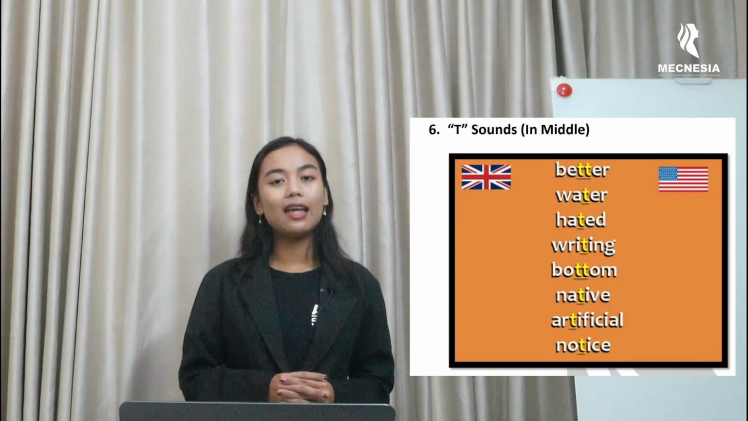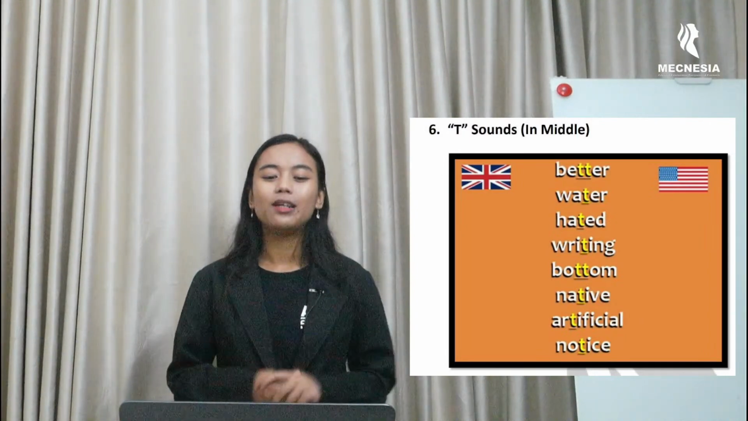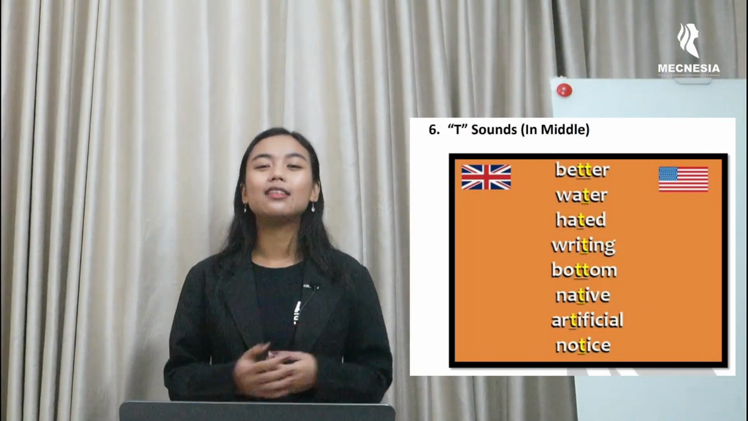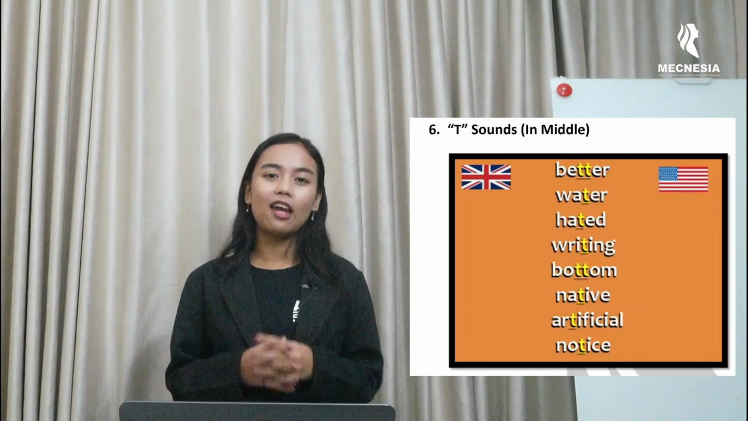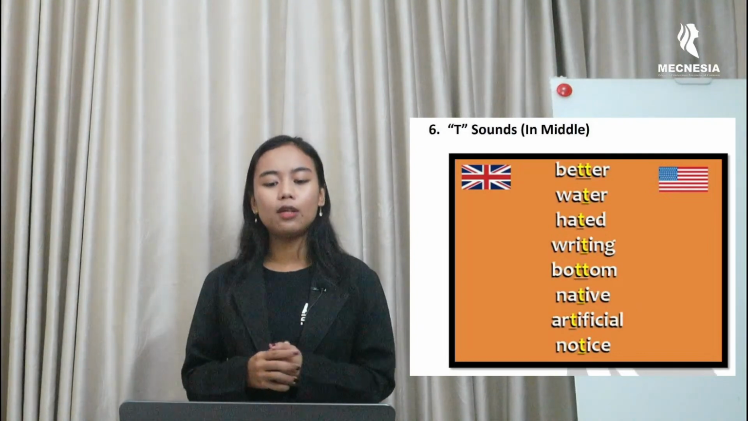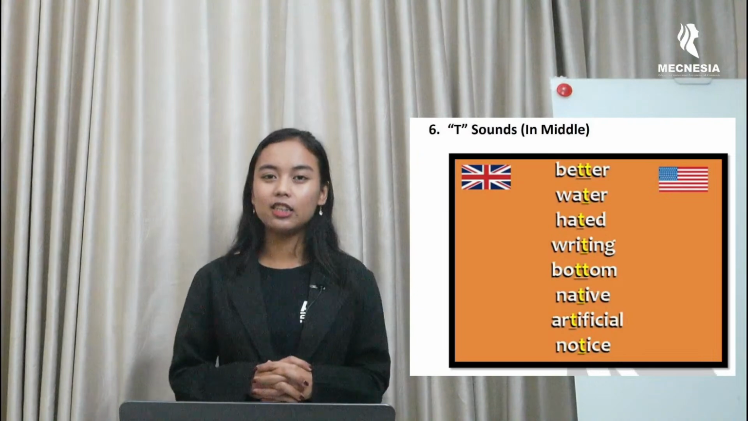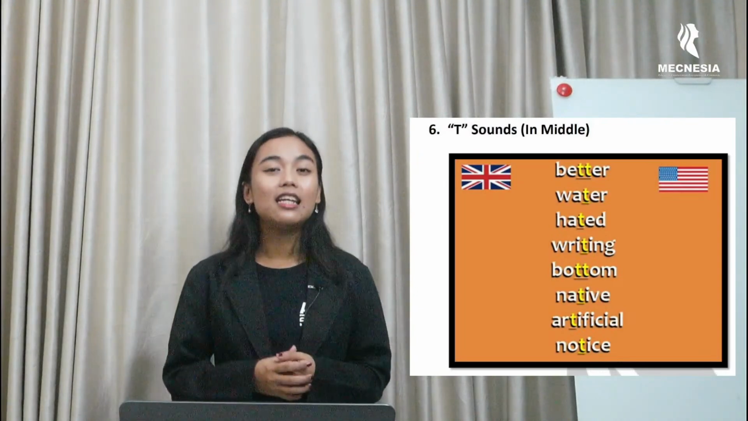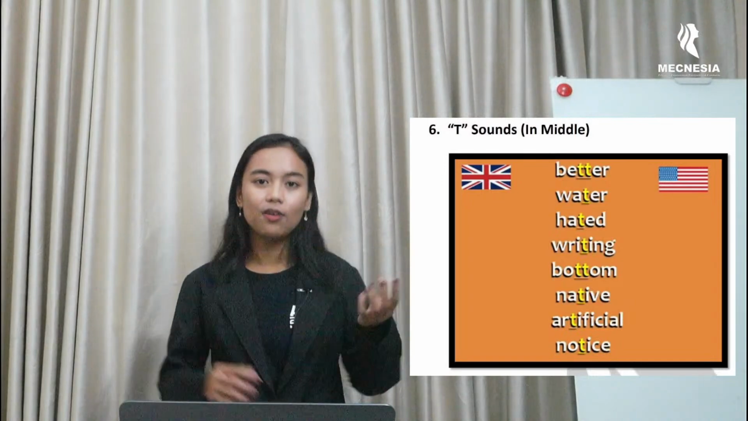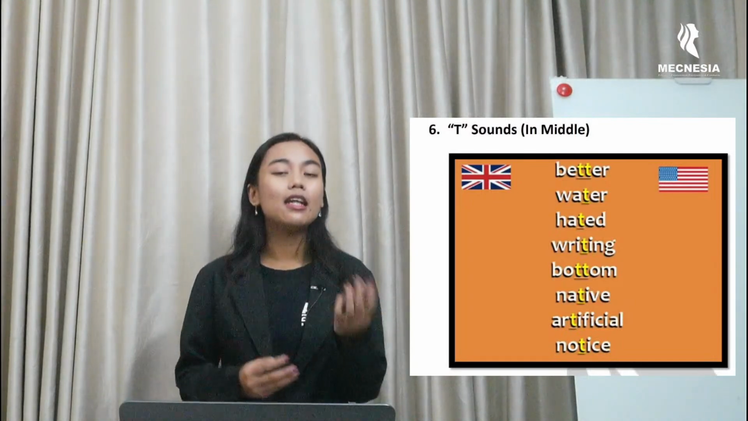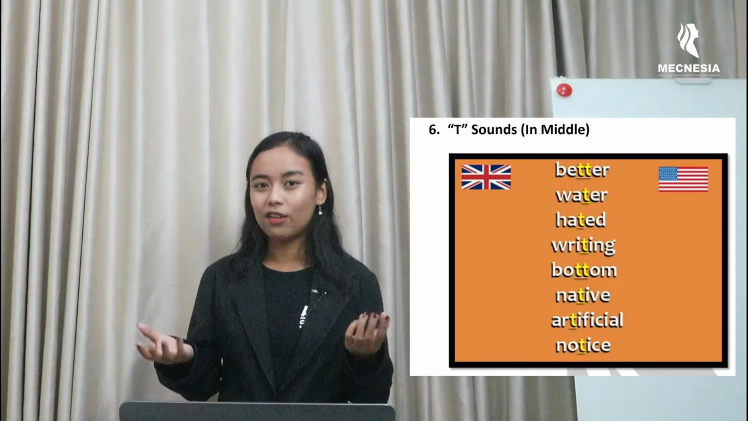We have native. So, in British English, we pronounce it as native, with T, dengan T. Now, in American, we pronounce it with D. Di American English, kita pakai huruf D. Native.